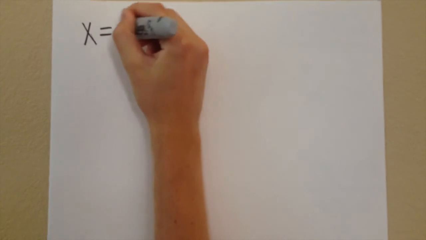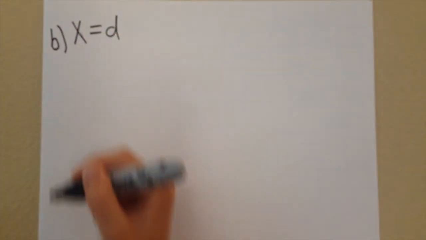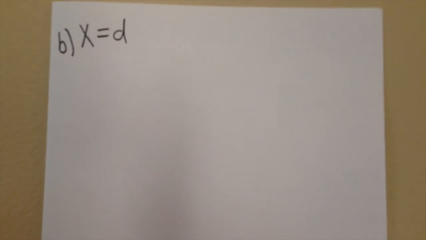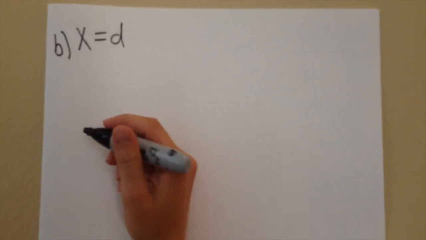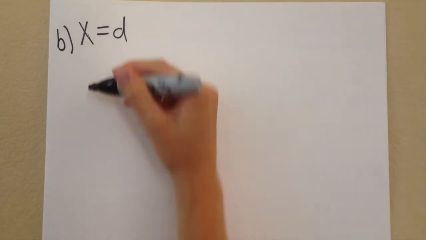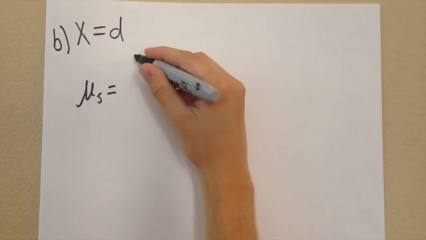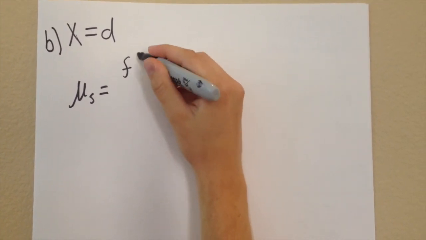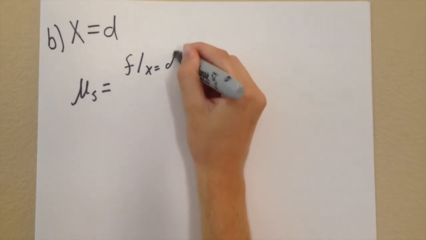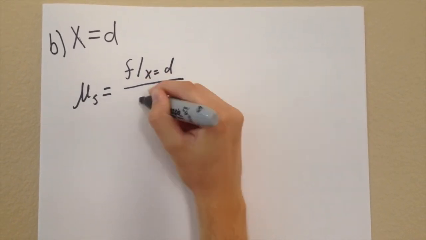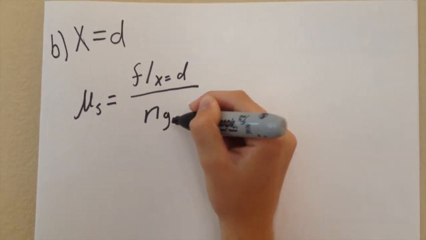Now we need to solve for part B. Because the ladder is on the verge of slipping, this occurs when x is now equal to d. We want to find the coefficient of static friction. The equation for this is mu s equal to friction itself while x is equal to d over the force of the ground.